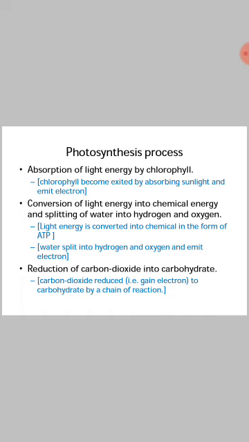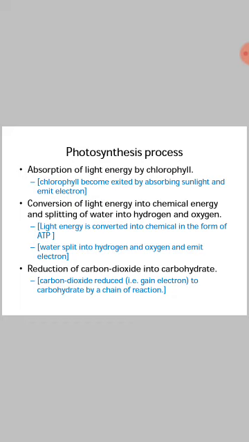Now without the second step, the third step cannot happen, and the third step is reduction of carbon dioxide into carbohydrate. One thing you have to remember: in the second step, water is split into hydrogen and oxygen. How? The water emits electrons and breaks down into hydrogen and oxygen. This emission of electrons, when a molecule loses electrons, is called oxidation. So we can say that in photosynthesis water is oxidized to hydrogen and oxygen. This is one reaction, the oxidation of water.